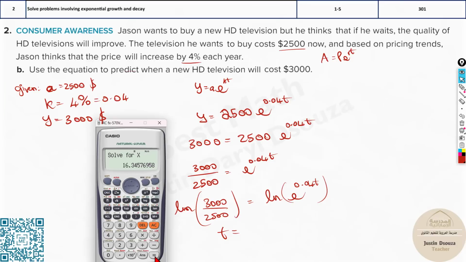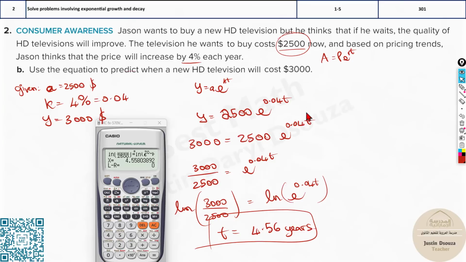Shift and solve and then press equal to. What's the answer? It's 4.5580. Now for time, I'll just take 2 decimal points, 4.56 years. So after nearly 4.6 years, this initial cost of 2500 will inflate to 3000. So that's the answer.